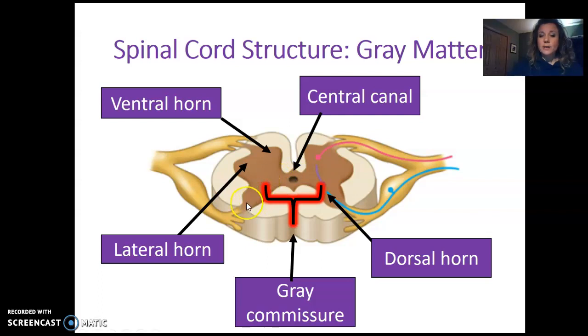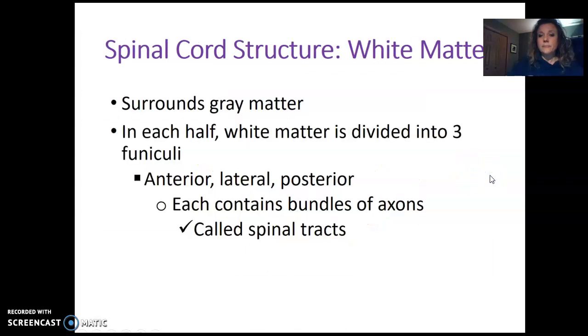I just wanted to point out that the dorsal horn is continuous with the dorsal root of the spinal nerve, while the ventral horn is continuous with the ventral root of the spinal nerve. White matter surrounds gray matter.